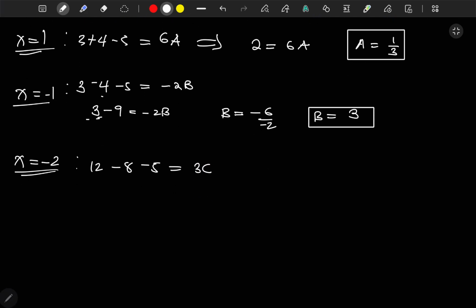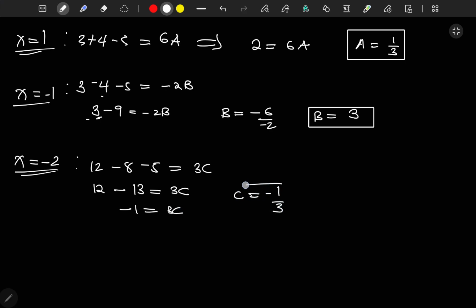And of course, on the left you can add: 12 minus 8 minus 5 equals negative 1. So negative 1 equals 3C, and therefore C is equal to negative 1 over 3.